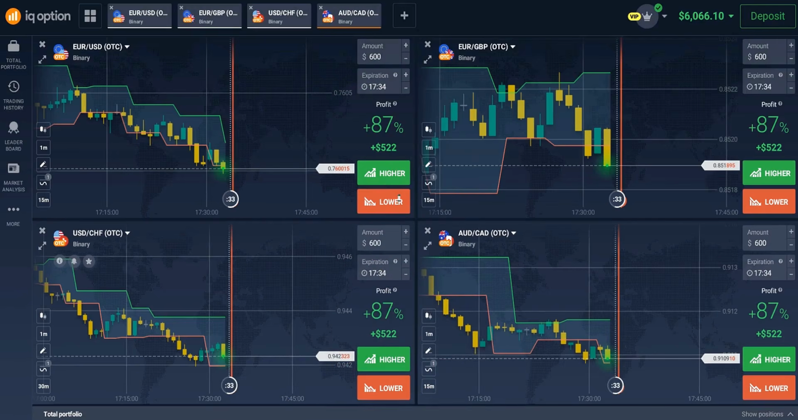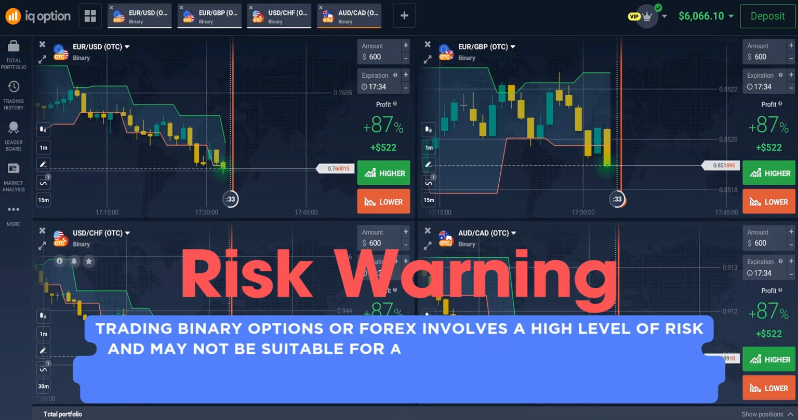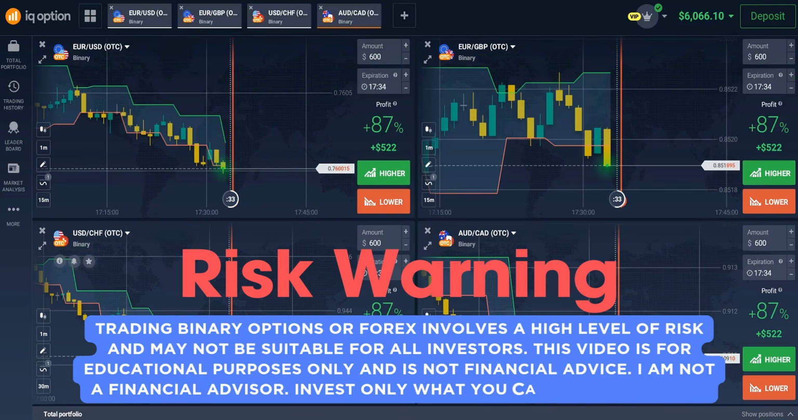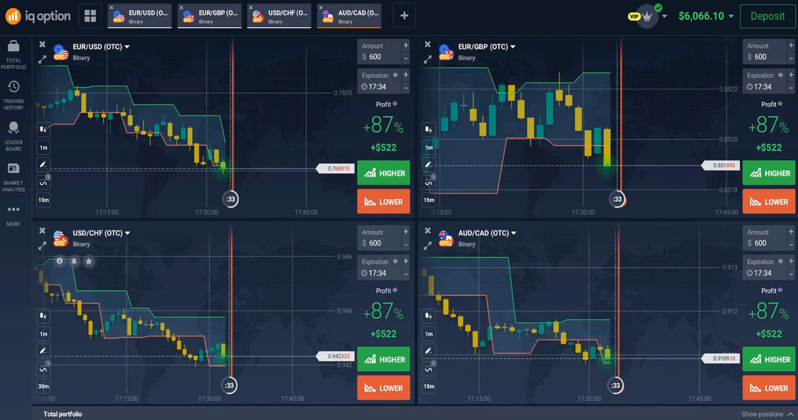Now remember, OTC markets can be volatile and risky. Never trade with money you can't afford to lose. Let's jump into the live charts and see if we can repeat our success.